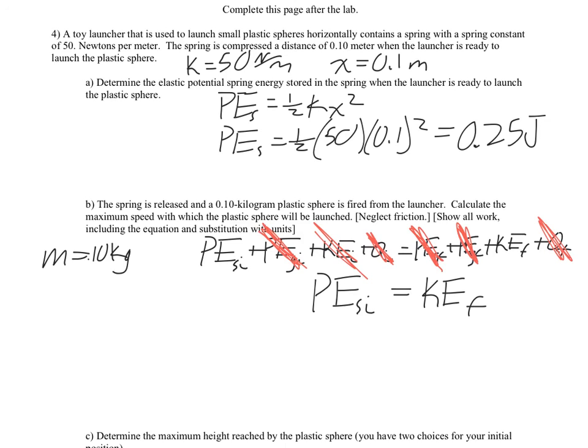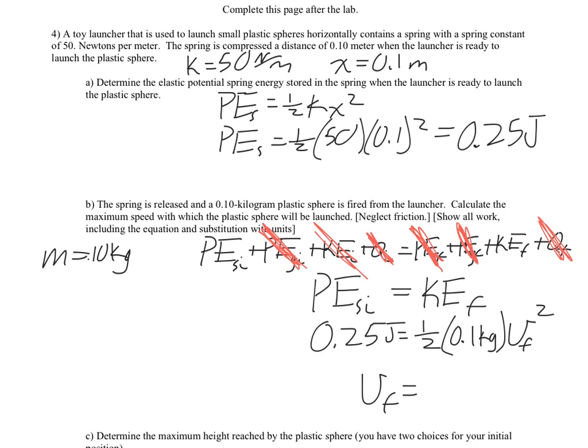The potential energy in the spring initial we actually already found in the previous part, that's 0.25 joules. And our kinetic energy is 1/2 mv squared. m is given to us here. Make sure you put joules on that. We have our mass of 0.1 kilograms, and our velocity is our unknown. We'll call it v final. Don't forget that that's squared. Doing the math for this one, you should get the final velocity is equal to the square root of 5, which is about 2.2 meters per second.